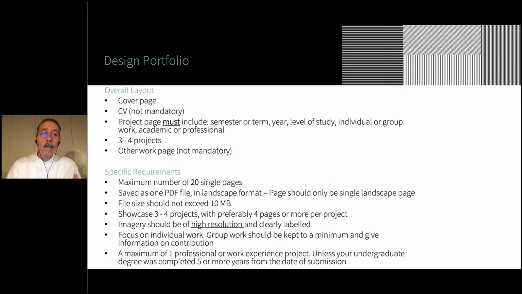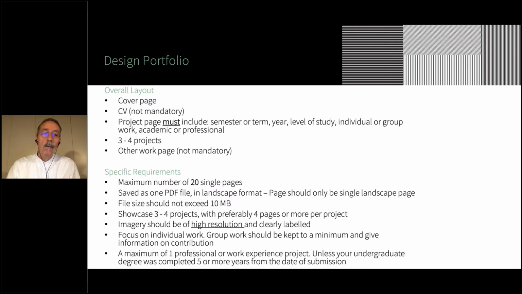So if you put that in, it means you have one less page for some of the other projects. The specific requirements are a maximum of 20 pages. It needs to be saved all together as one PDF file in landscape format, and the pages should be single landscape. We don't want a double spread page because by the time it shows up on our screens, all the work is very small and it's almost impossible to read. The total file size of this one PDF file should not exceed 10 megabytes.